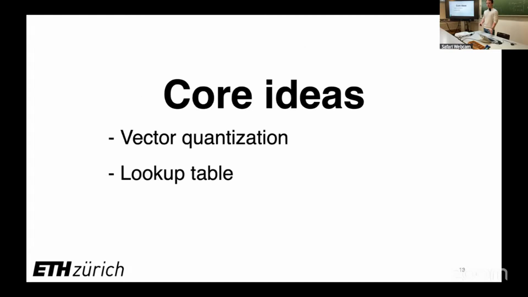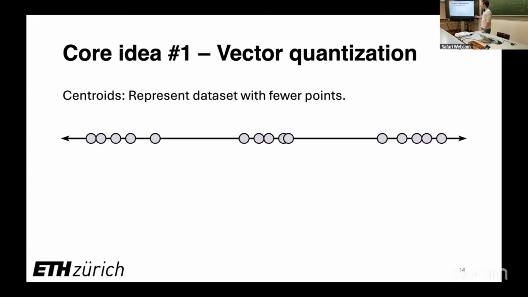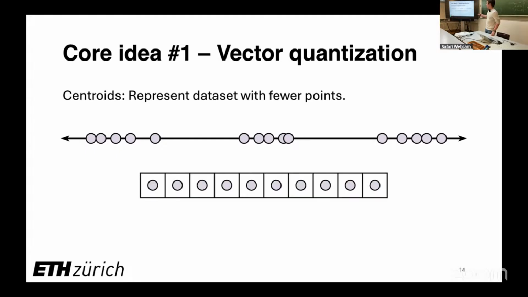So there's 2 core ideas. The first, as I mentioned, vector quantization, and then looking up in a lookup table. So what is vector quantization? Well, they use a very simple quantization scheme based on centroids, which means just using fewer data points to represent the initial data. So imagine you have a vector, you have data points, and here they're very conveniently clustered in 3 sections. This would be your vector.